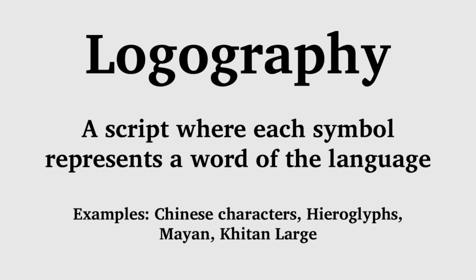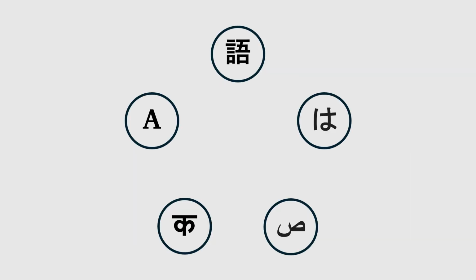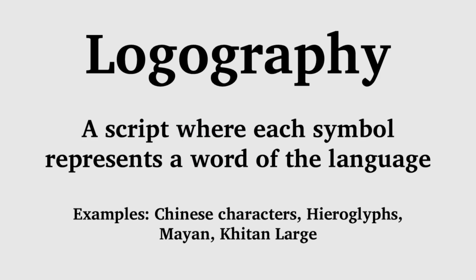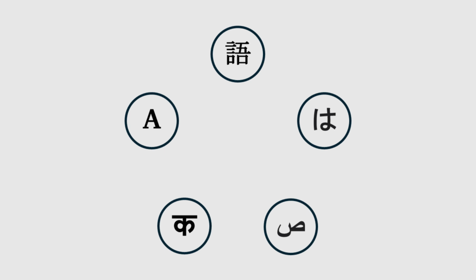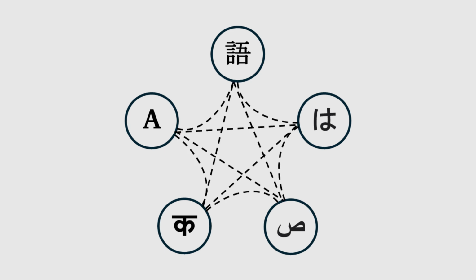The final script type is the logography. The previous four types are different ways to transcribe sound, but logographic scripts are different. Each symbol of a pure logography is used for a different word, with no relation to what the word sounds like. Examples include Chinese characters, ancient Egyptian hieroglyphs, Mayan, and the Khitan large script. These 5 classes are not independent, however. Many scripts, if not most of them, combine features of multiple types.